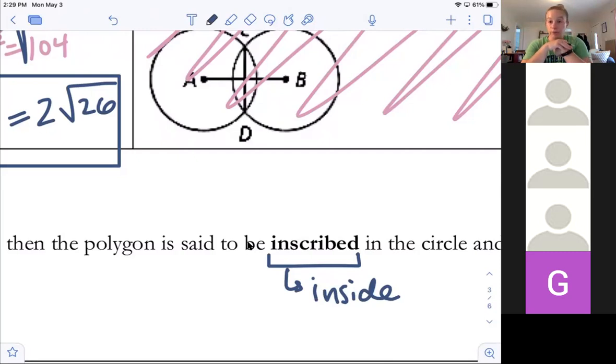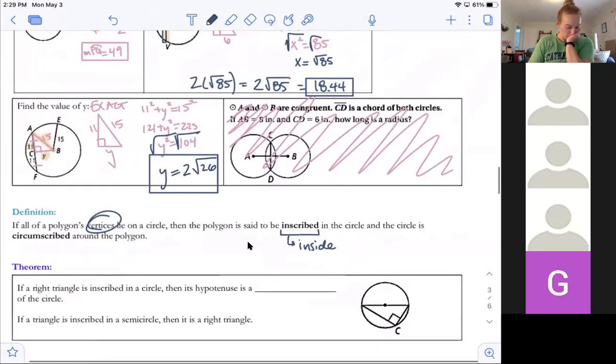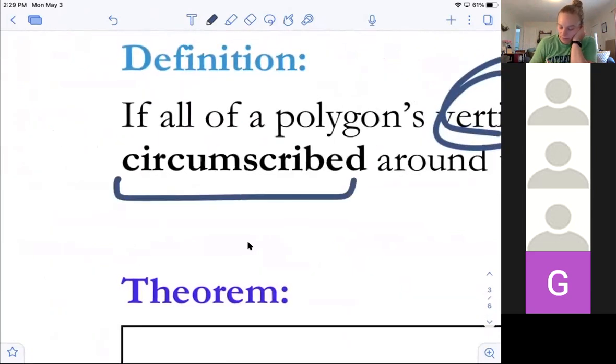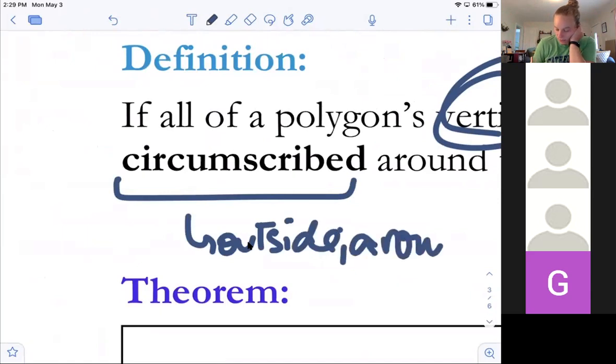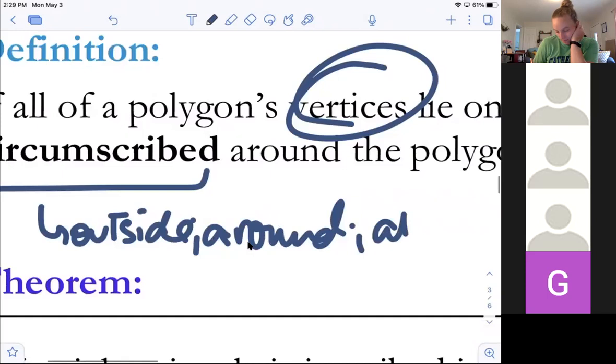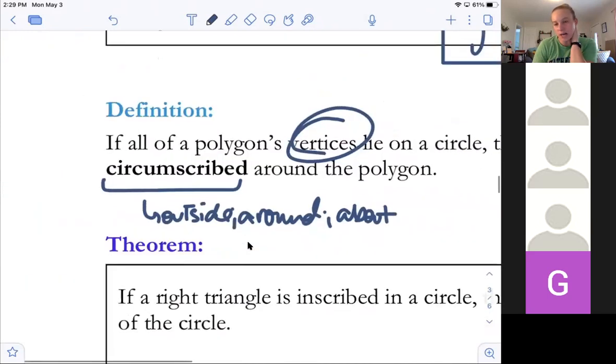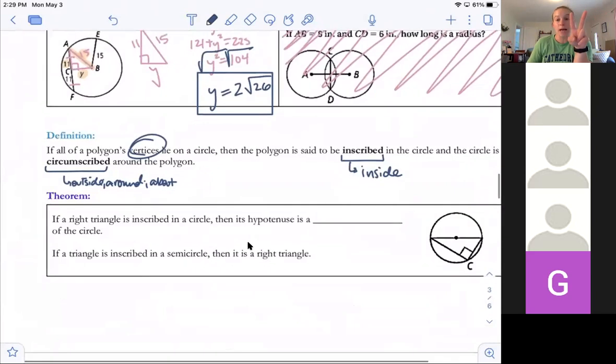Remember the word circumference is around the outside of the circle. It's like the distance around. Circumscribed means to be drawn around or about or outside. So next to circumscribed, I'm going to write outside or around or about. I know those are prepositions and not necessarily real words, but I think saying something is around something else is a pretty decent descriptor. So the last 2 theorems that we have rely on us remembering what the word inscribed versus circumscribed means.